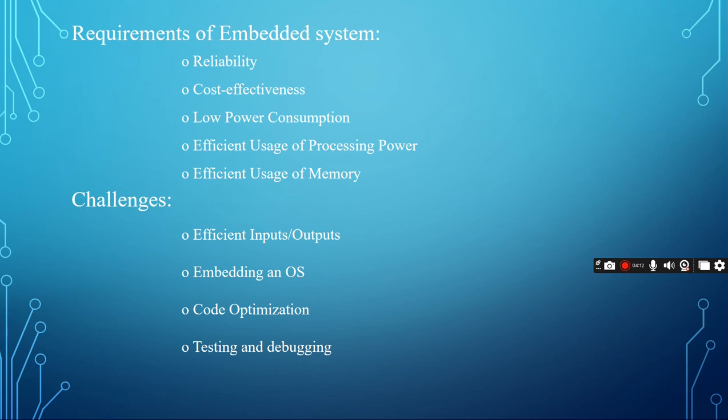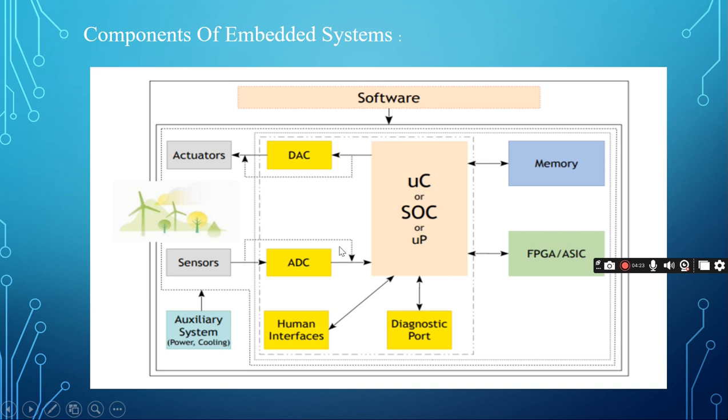And what are the challenges faced in embedded systems? Efficient inputs and outputs, embedding an OS, code optimization, testing and debugging are the challenges faced in embedded systems. The next slide is the components of an embedded system. You can see the flow chart of the components as shown in the slide: actuators, digital to analog converter, sensors, auxiliary system, A to D converter, human interfaces, microcontroller or system on chip or microprocessor, diagnostic port, FPGA or ASIC, and memory unit.